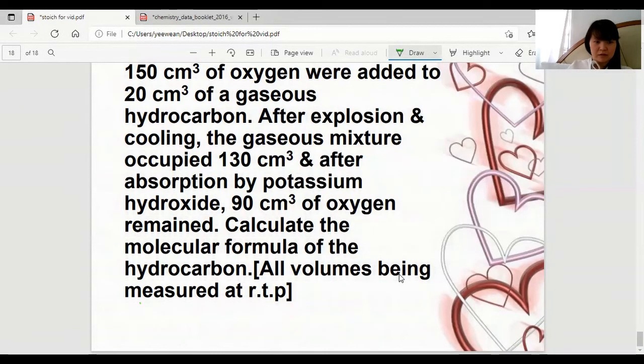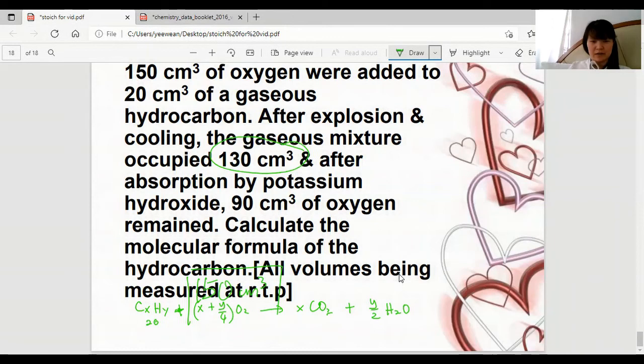One last example. CxHy plus X plus Y over 4 oxygen gives X carbon dioxide plus Y over 2 water. 150 centimeter cubes of oxygen was added to 20 centimeter cubes of this hydrocarbon here. After explosion and cooling, the gaseous mixture occupied 130.